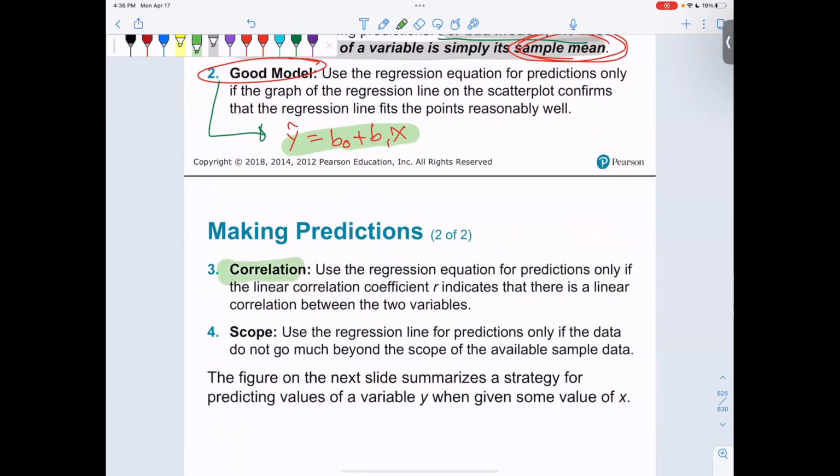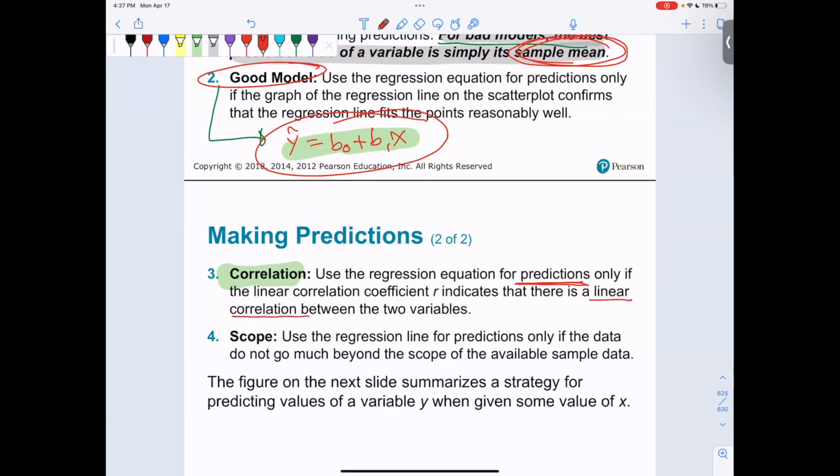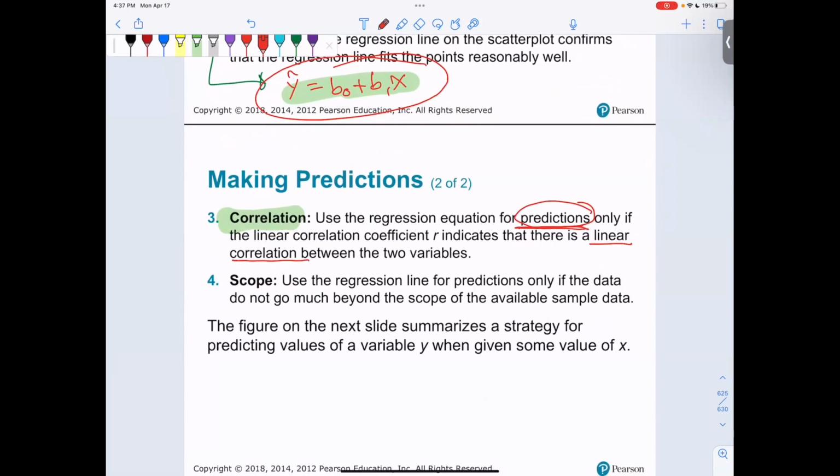And also we should check the correlation, right? If we want to use this function for prediction, we must conclude that we have a linear correlation. If we don't have linear correlation, we will not use this function for prediction. So we have two things: we have estimation and we have prediction.